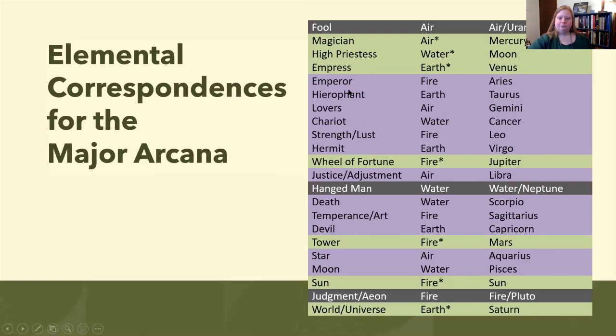Then the ones in purple here, these are the cards that correspond to the signs. So the Emperor to Aries, the Hierophant to Taurus, and so on through the ones that are highlighted purple. The only question that remains is, how do I determine what element the planet is? Apparently some people just skip those cards and don't work with them. I, however, was determined to find an elemental correspondence for each of those.